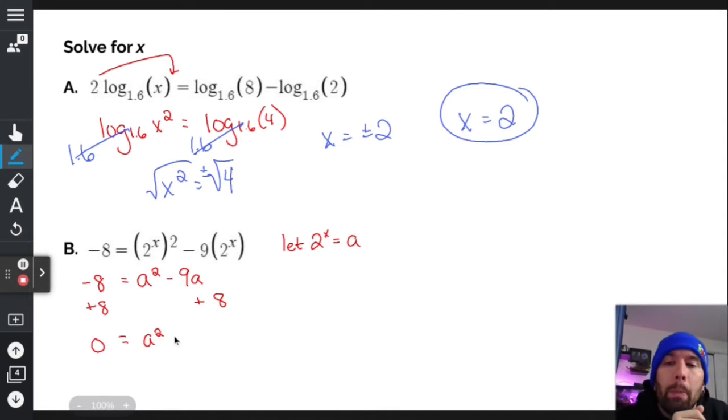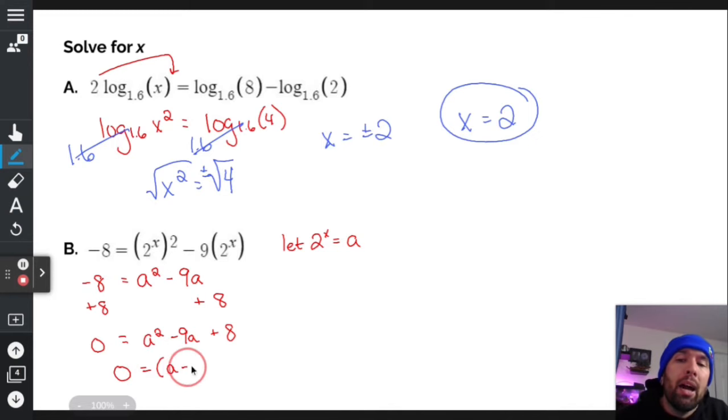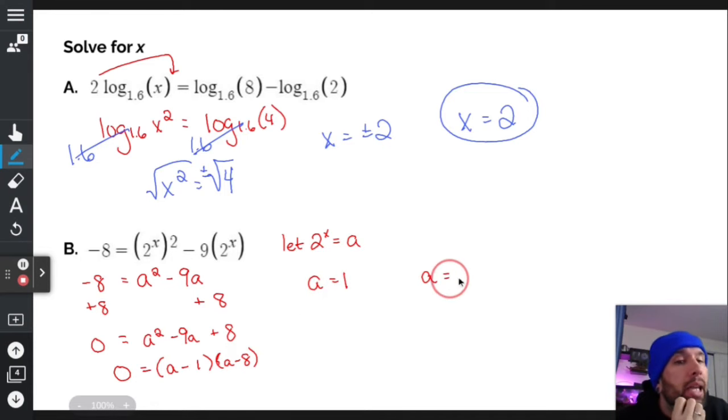It is a factory problem, because you do it in a factory, because you factor. A squared minus 9a plus 8. Two numbers that multiply out to 8 and add up to negative 9 would be negative 1 and negative 8. So 0 equals a minus 1 and a minus 8. That gives us two possible options. A could be 1. A could be 8.